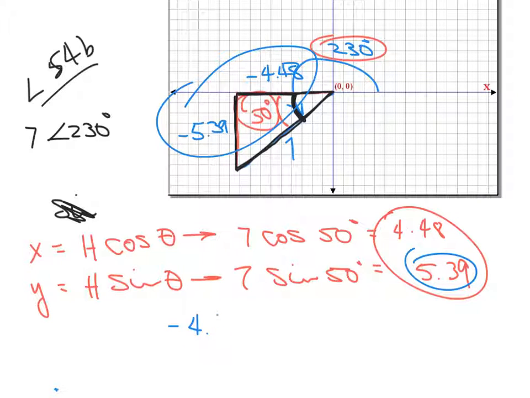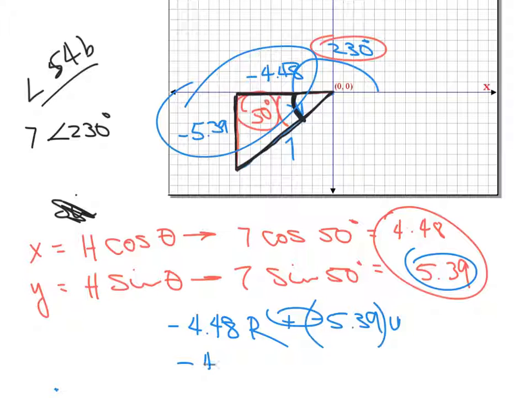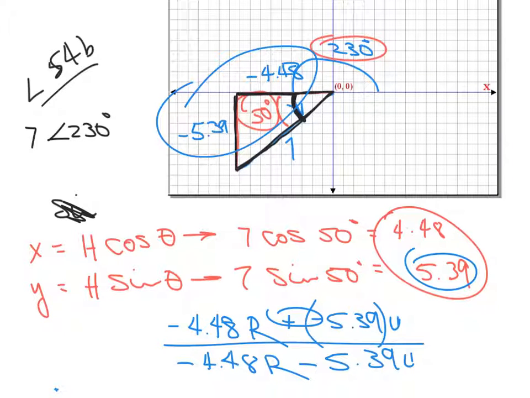So when I write this in rectangular form, I had to go over x, so I went the opposite of right. I'm going to say it's right, but that means I went the opposite direction. And I'm also going to go down, or the opposite of up. So then I can switch those around and get negative 4.48 right, minus 5.39 up. And that ends up being the answer to that problem. Okay, so hopefully you've kind of gotten an idea of what's going on here.